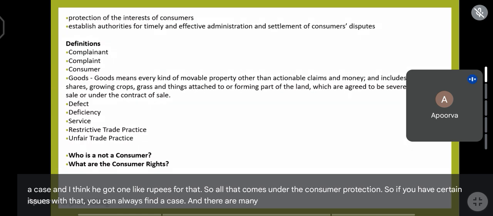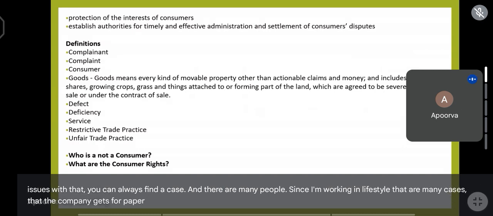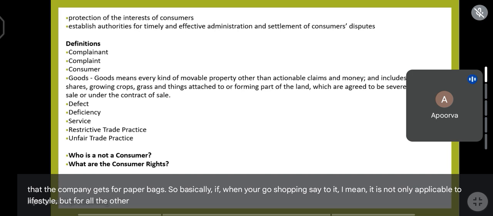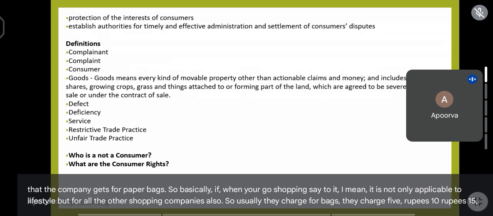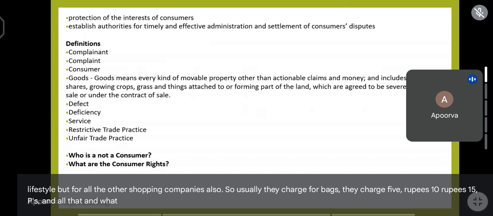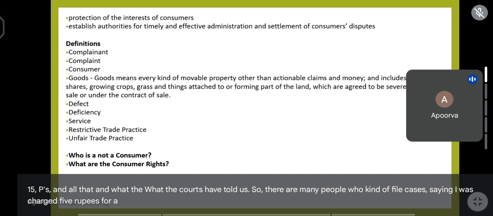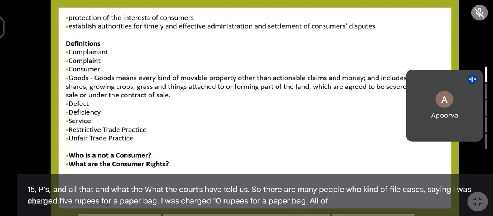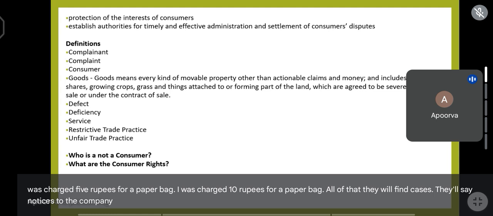And there are many people. Since I am working in Lifestyle, there are many cases that the company gets for paper bags. It is not only applicable to Lifestyle, but to all the other shopping companies also. Usually they charge for bags, 5 rupees, 10 rupees, 15 rupees, and so on. Many people file cases saying, I was charged 5 rupees for a paper bag, I was charged 10 rupees for a paper bag. They send notices to the company, and then it goes to court.